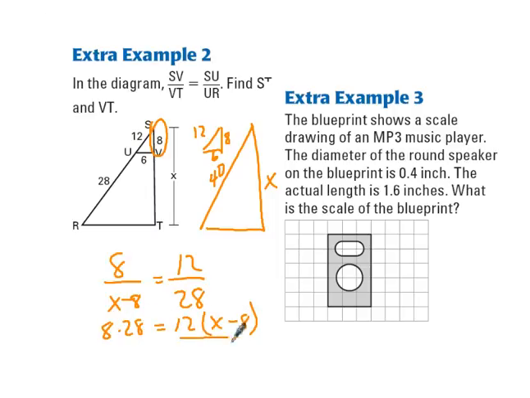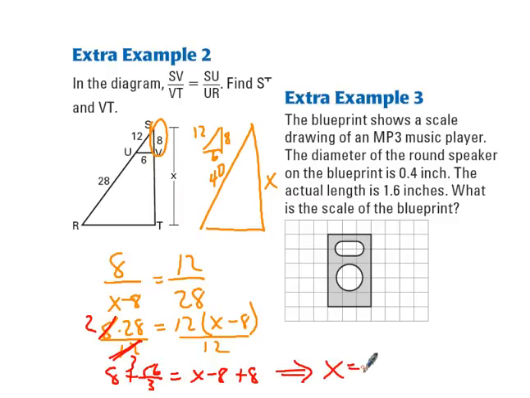At this point, I divide by 12 and do some canceling. I'll change colors here. 4 goes into this twice and into that 3 times, which gives me 56 thirds is equal to X minus 8. And I'm looking at that as 3 going into 56. No, it doesn't. So we'll go ahead and add 8 to both sides, giving us X is equal to 56 thirds plus 8.